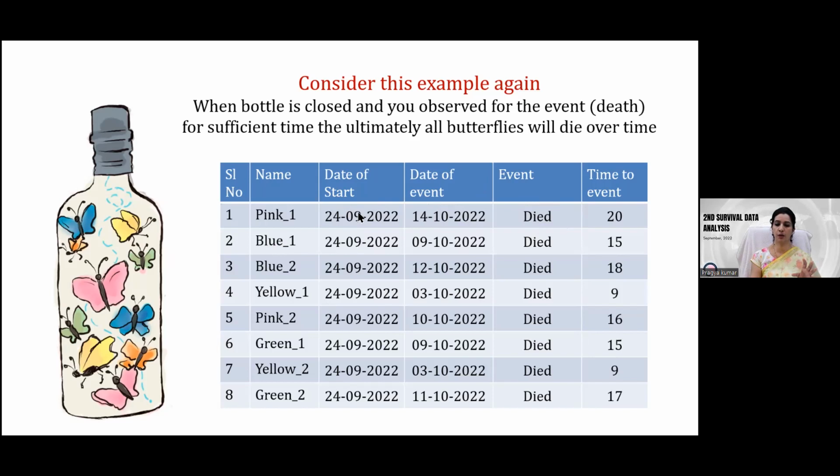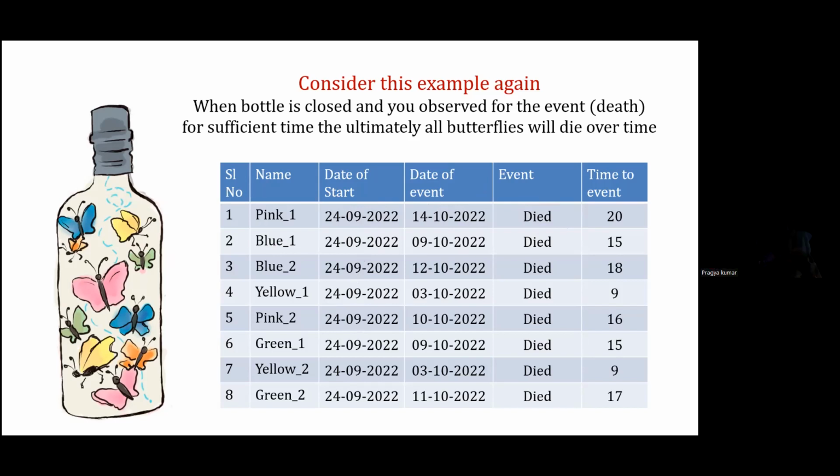Similarly, with this blue one, again, the start day, because I am starting all the observations on the same day, which is a hypothetical example. Generally, it never happens. You recruit individuals at different points of time, and in that case, it is not possible for you to have the start day as the same day for all individuals. So in the second one, the blue one, you can see that the event met on 9th October. Our event is again death.